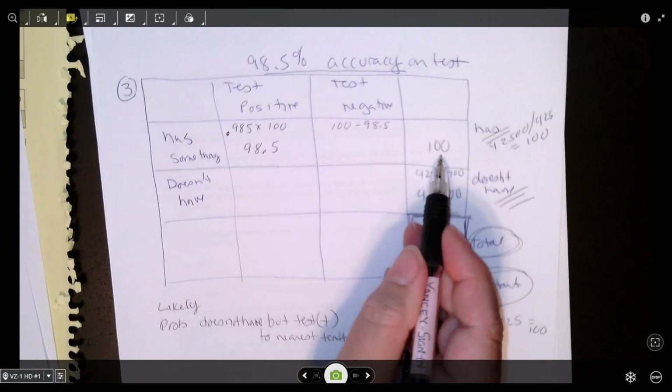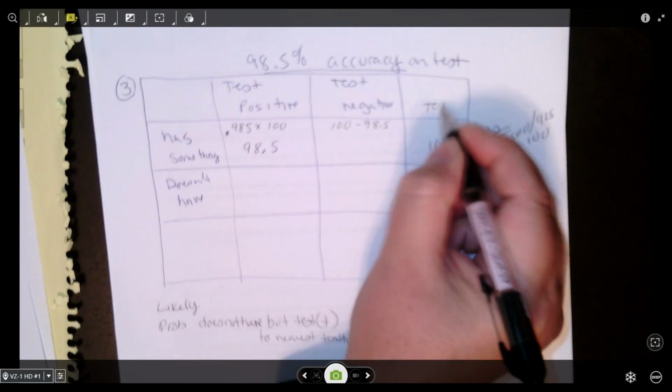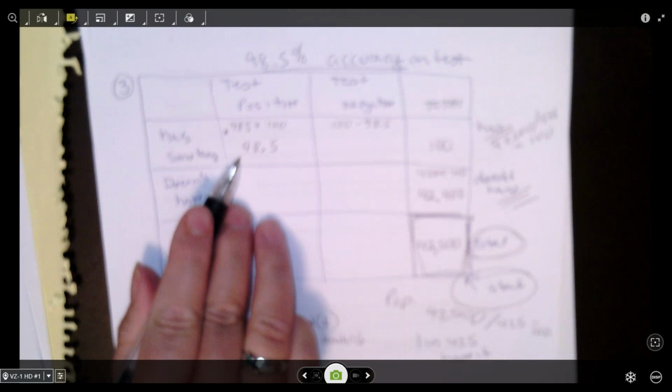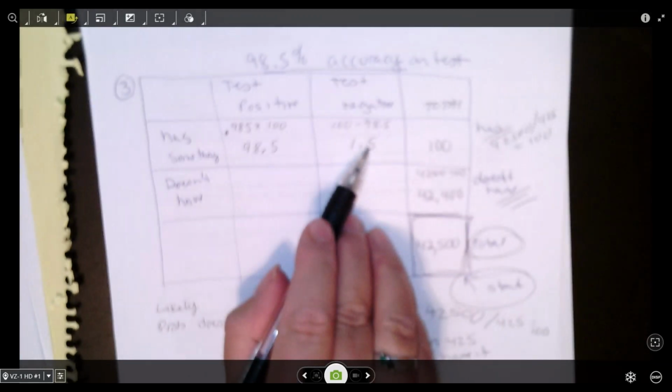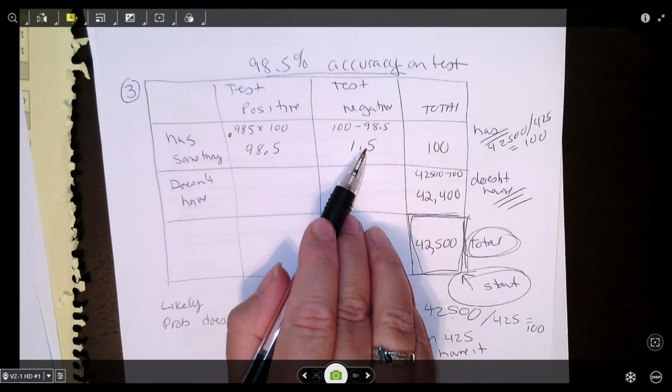And once again, now to fill in this other row, all we have to do is 100 minus 98.5, because this is a total. And we know this part. 100 minus 98.5 means that 1.5 that actually have it would have a false negative. That's called a false negative because they actually have it.